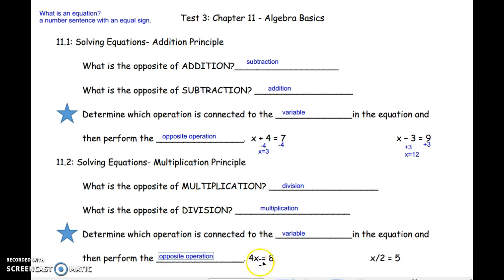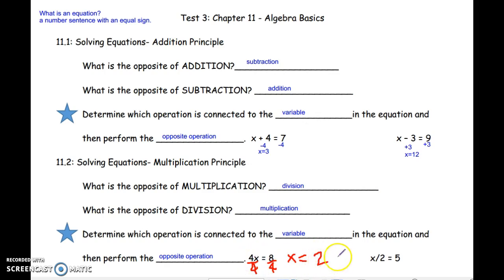So this one, 4x equals 8, actually reads 4 times x equals 8. That means multiplication is happening. The only way we can figure out what that number is for x is to do the opposite of multiplication, which is to divide. So we're going to divide both sides by what's being multiplied by x. We said 4 times x, so I need to divide by 4 on both sides. 4 divided by 4 is 1, so that leaves me with 1x equals 8 divided by 4, which is 2.